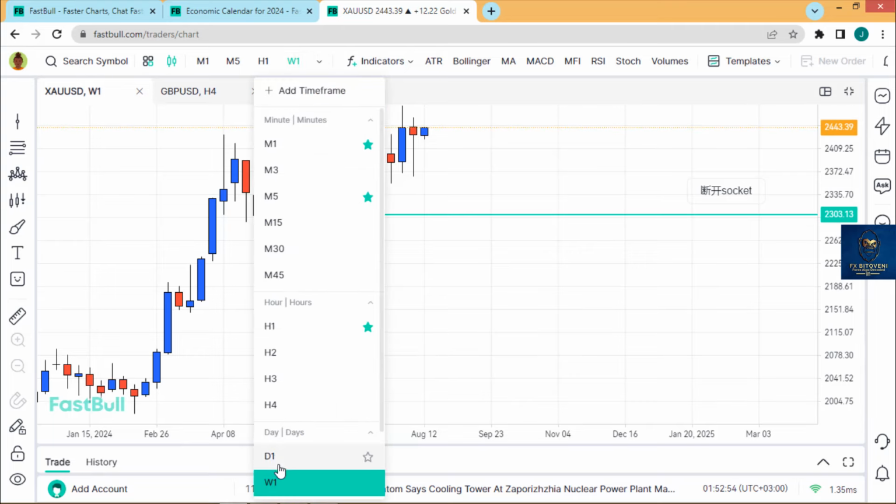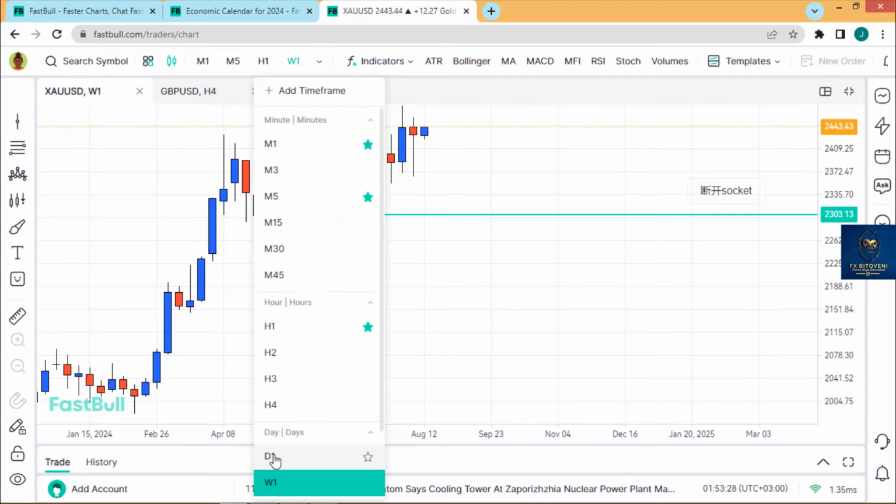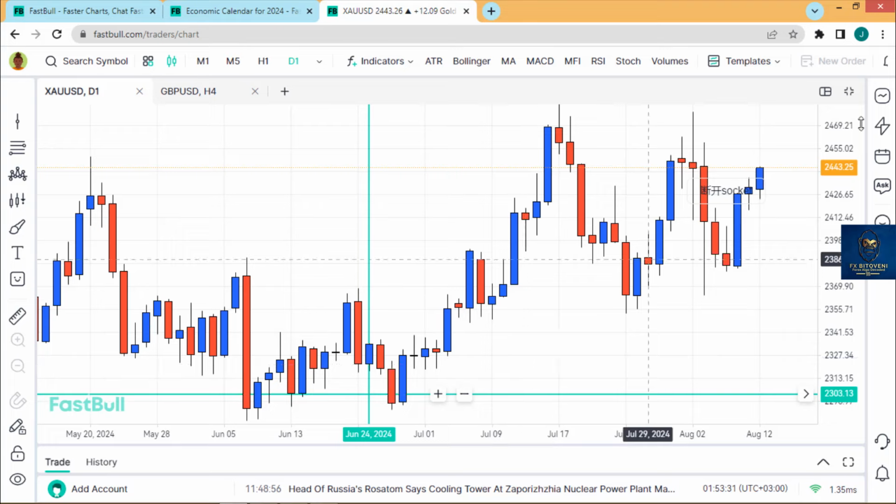I will switch to daily time frame. So when I switch to daily time frame, I will see if market has broken buy-sell or sell-buy. You have to understand, that's the support and resistance we use when you are trying to identify a direction. I repeat again, after switching time frame, you check whether market has broken a buy-sell or sell-buy. So I will choose daily. So look at here.